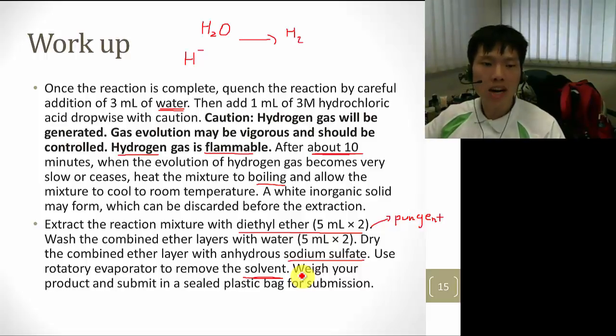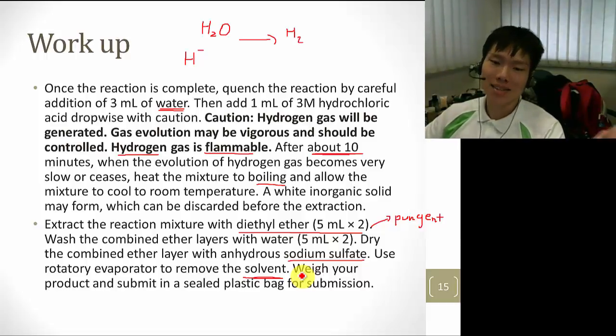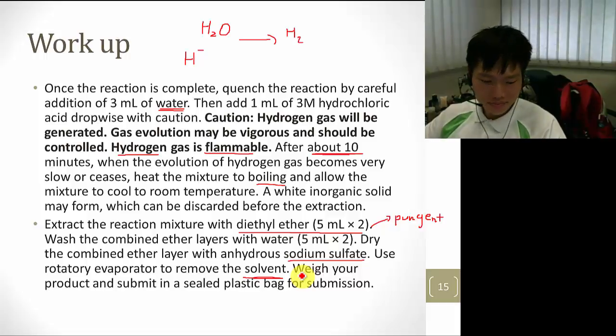And then finally, just weigh your products and submit them in a sealed plastic bag for us to grade. And remember to answer the questions in the lab manual.